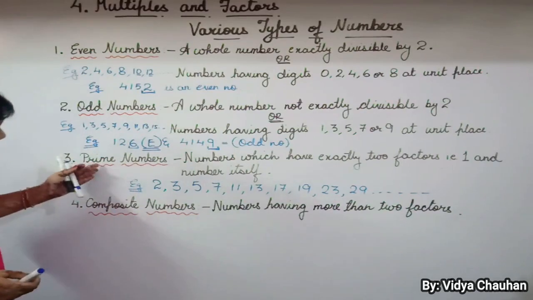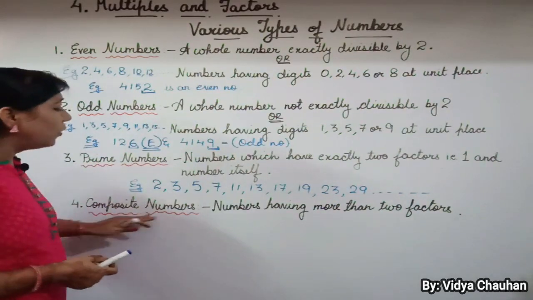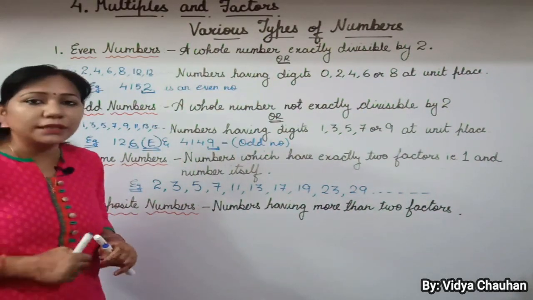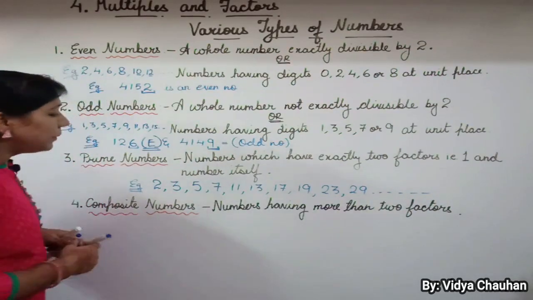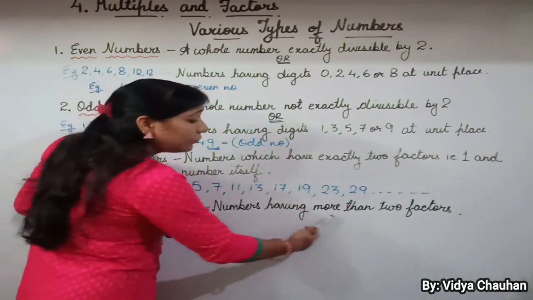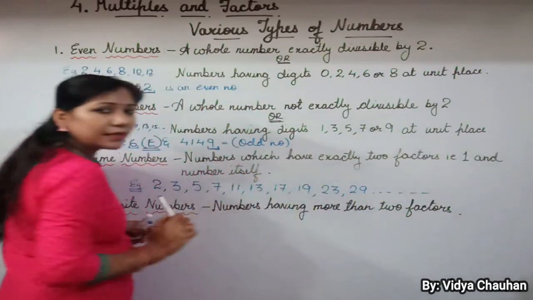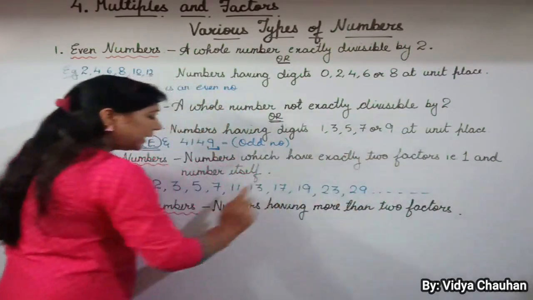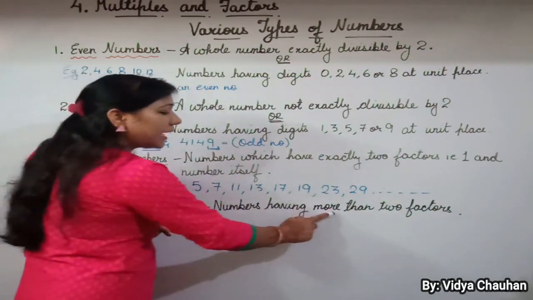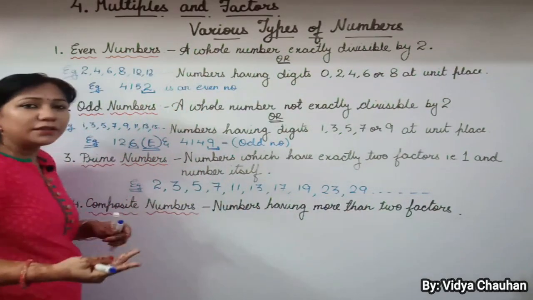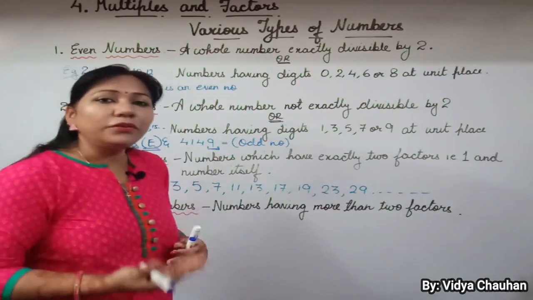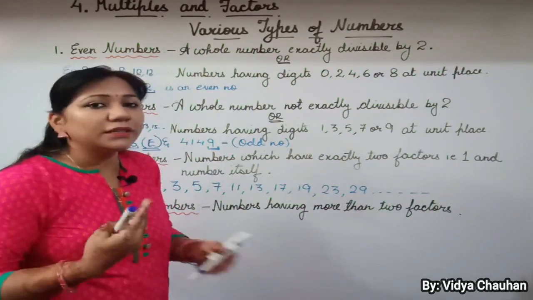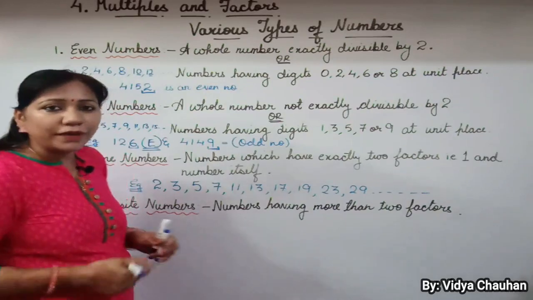After this, just opposite to prime numbers, we have composite numbers. So what are composite numbers? Composite numbers are the numbers having more than two factors. As we studied, in prime numbers there are exactly two factors. Now composite numbers are the numbers having more than two factors. That means there may be 3 factors, 4 factors, 5 factors, 7 factors or n number of factors.